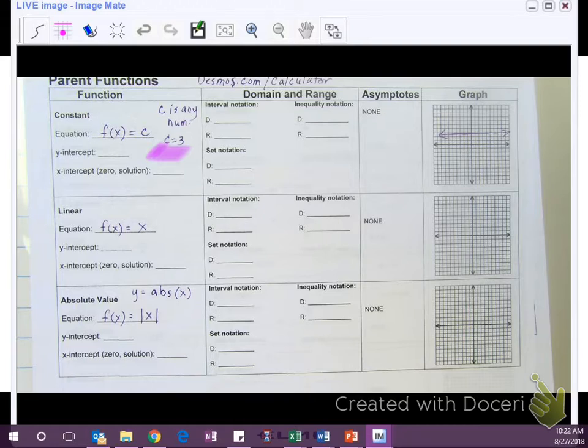Then the y-intercept is going to be where? Where is this crossing the y-axis? Mine is crossing at 3. Yours will be at whatever location you chose. So for me, the y-intercept is 3. Is there an x-intercept? No. So for the x-intercept, you can write none, or you can write NA, not applicable. Either answer is okay.